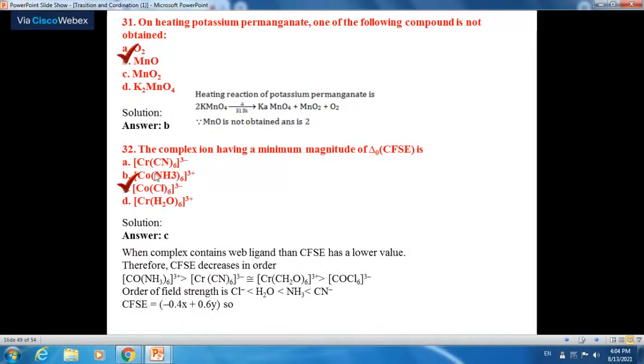When ammonia is present, with cobalt in 3 plus, the ammonia ligand gives a low spin complex. Pairing will occur, so when it is a low spin complex, CFSE will be more. Then you just come to these two. You can see here what they have written: CN minus is a strong ligand, then ammonia, followed by water, followed by chlorine. According to the field strength, chlorine exhibits a weak strength, so splitting will be less. So the answer is C.